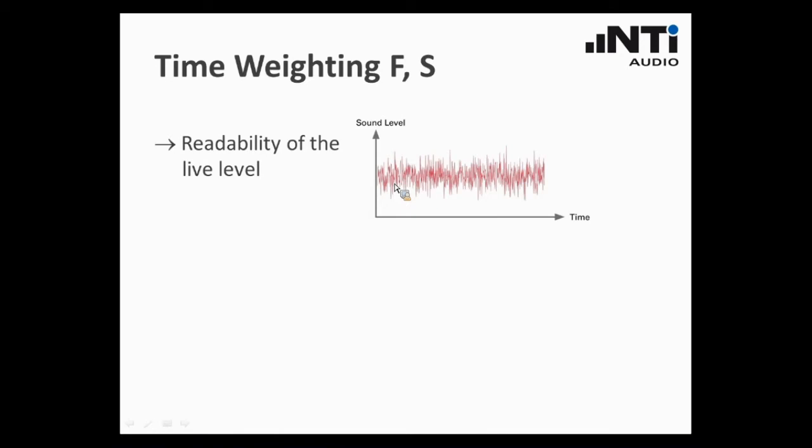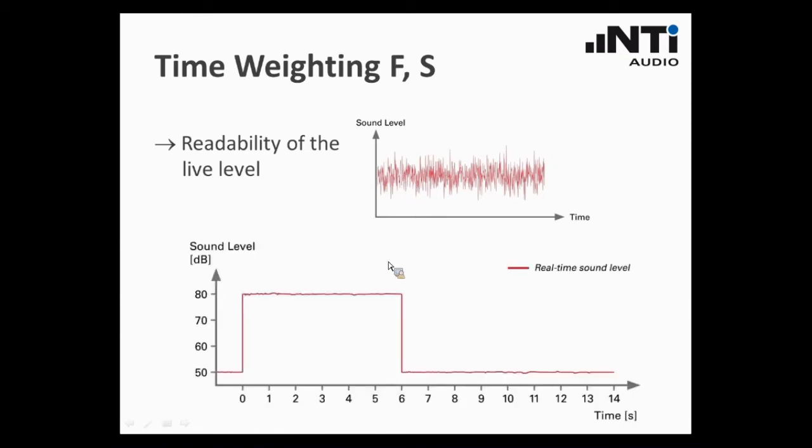There would just be a huge mess of dancing numbers. You have no chance to find out what my level is right now. For that reason, we have to somehow dampen these test results in order to make them readable. This is done by these time weightings, and here the standard basically has two time weightings that are most relevant: the F (fast) and the S (slow).